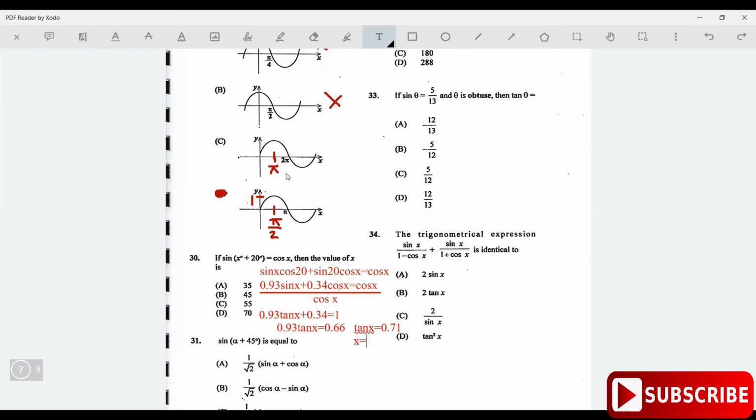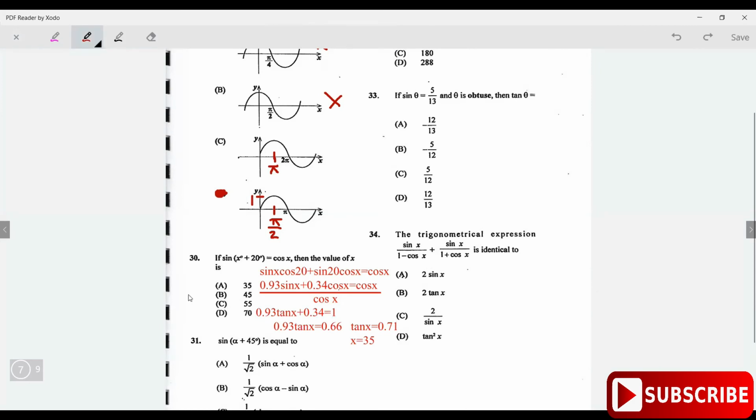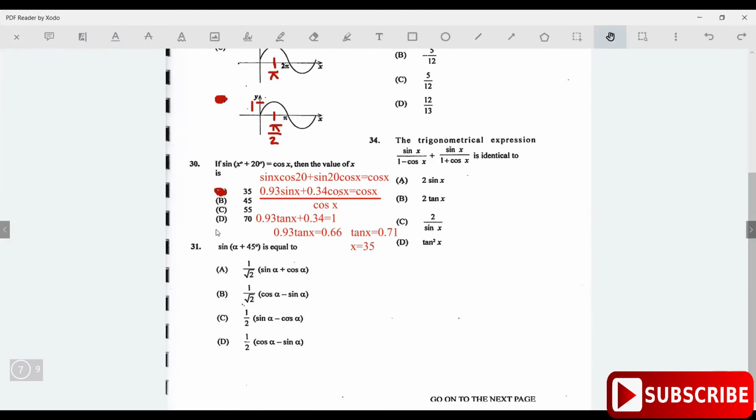You get 35 degrees. X equals 35, roughly. X is 35. Easy question, solve. Now, what is the sign of alpha plus 45?